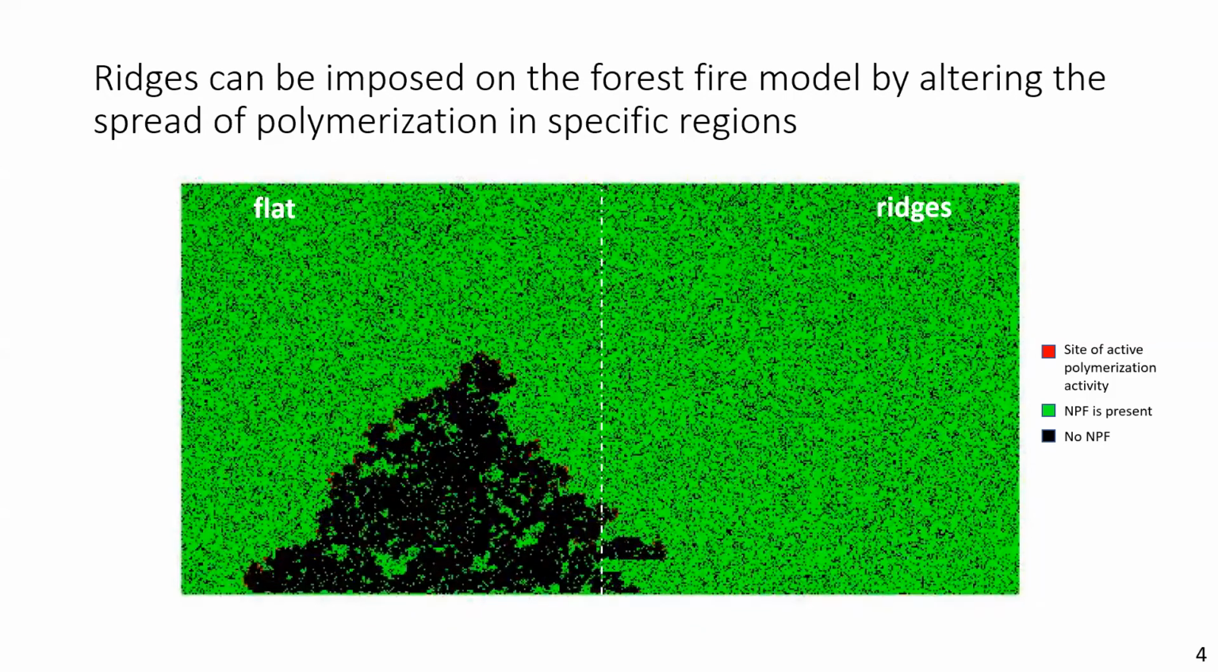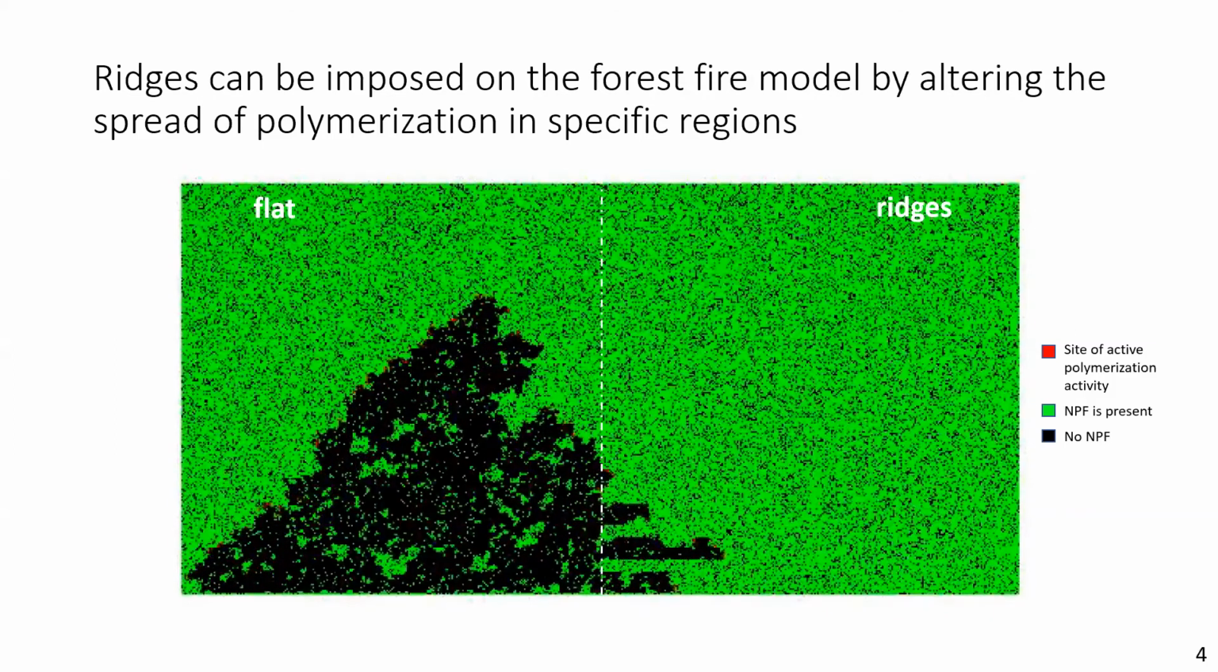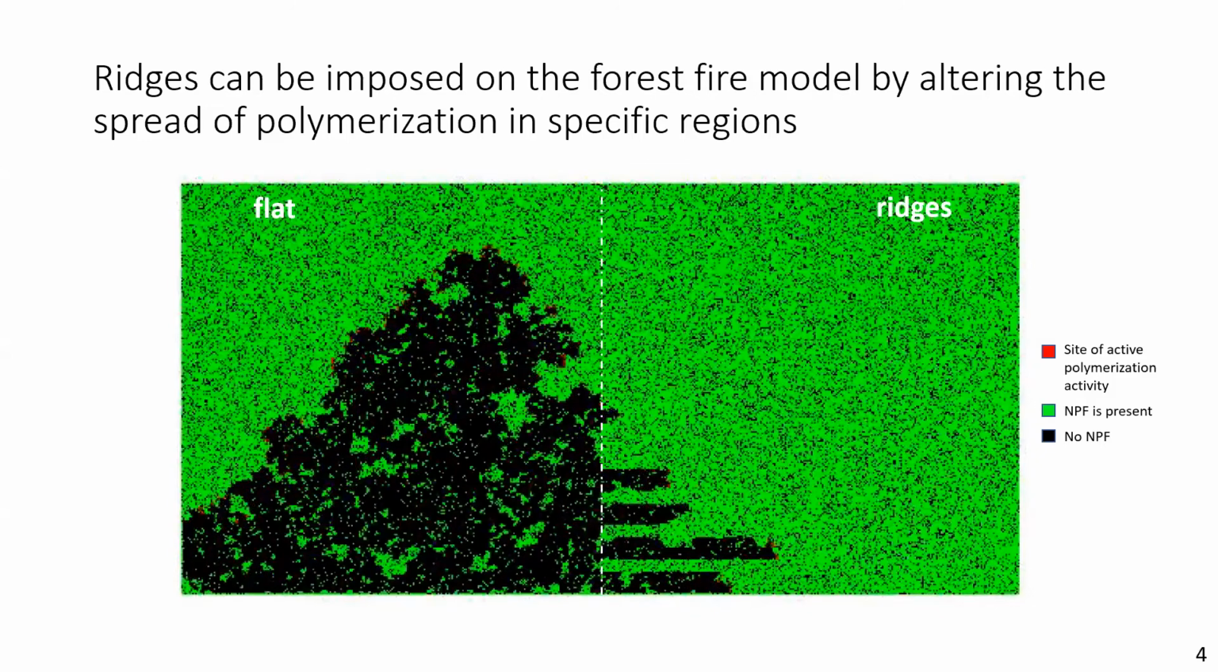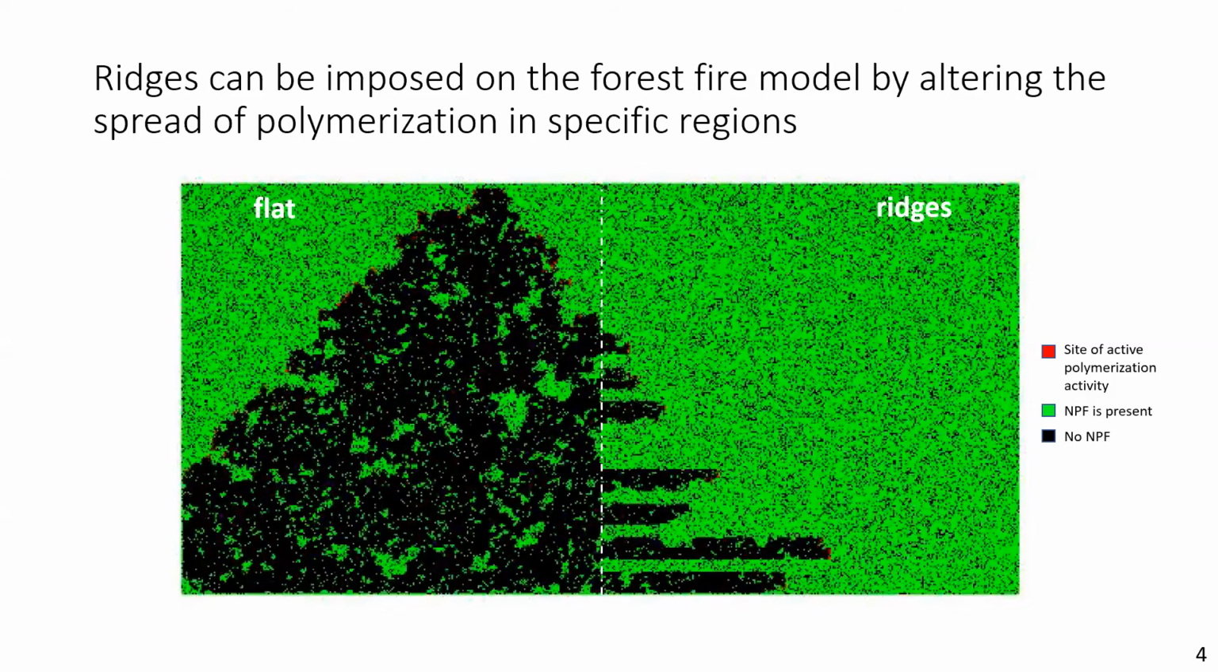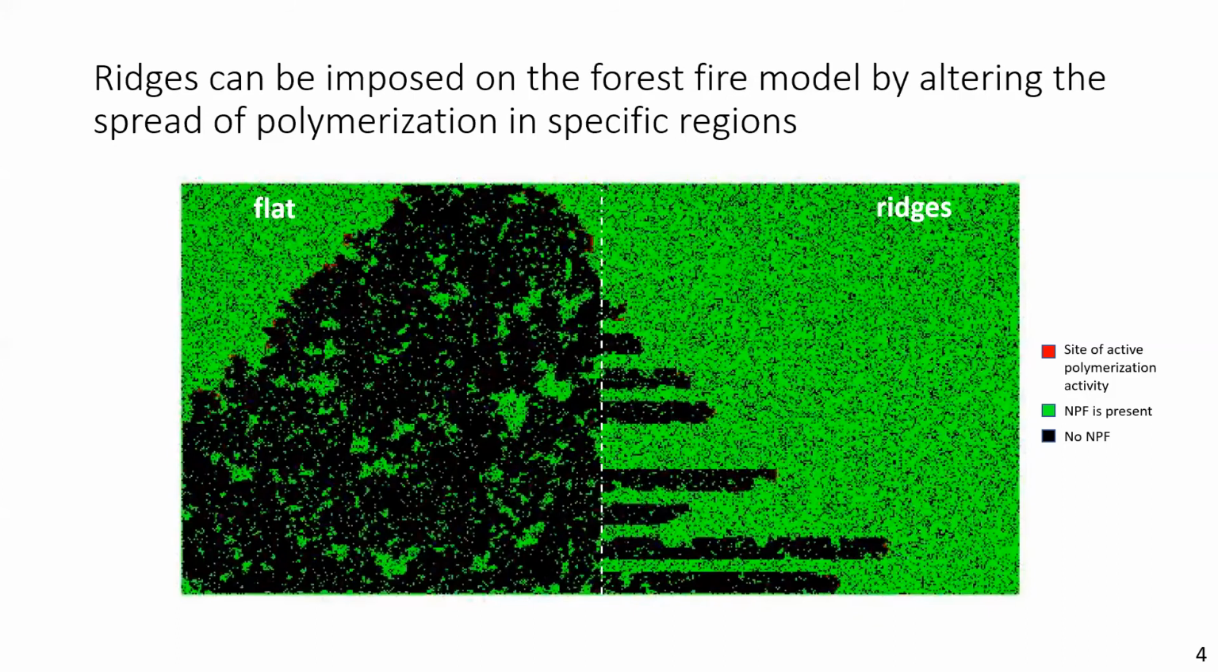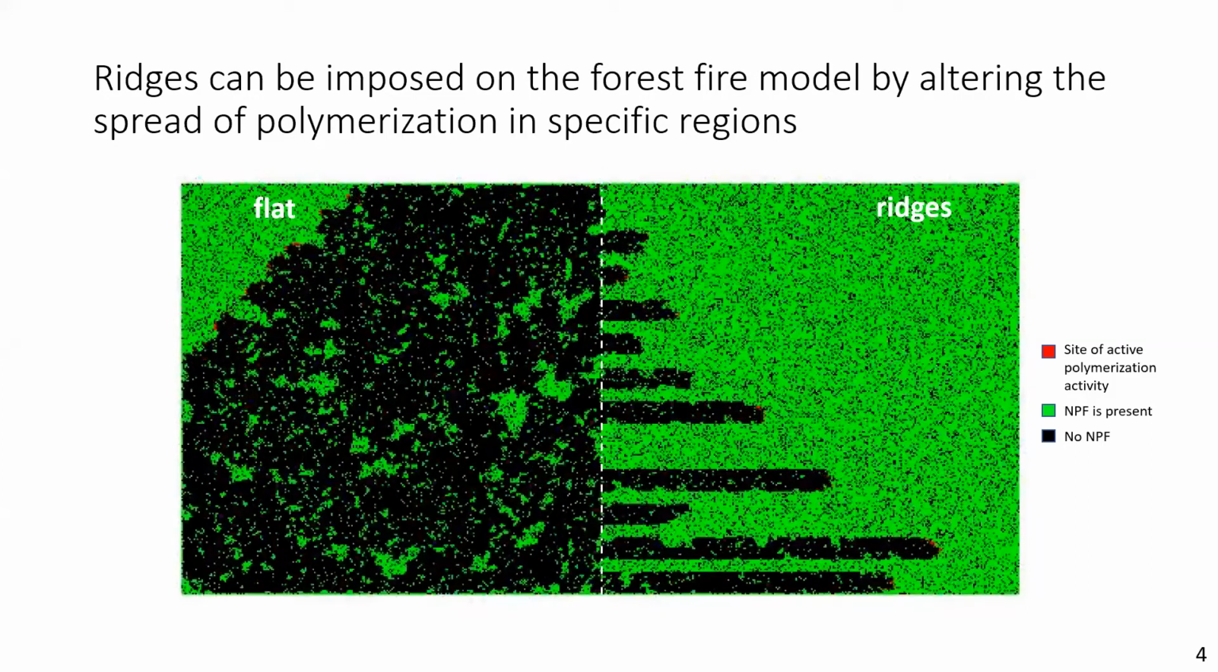I can instate these ridges by adjusting one of my parameters, which is the probability of my actin polymerization activity spreading. So I create regions where it's absolutely not allowed to spread in this case, and you can see my waves are very confined in between the ridges, and I can study behavior based on that.